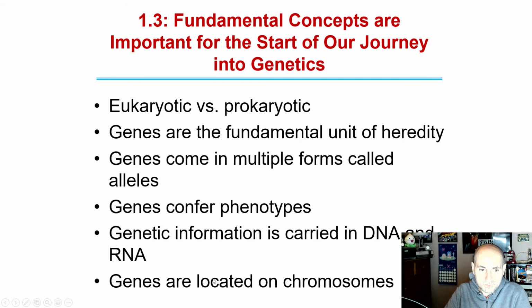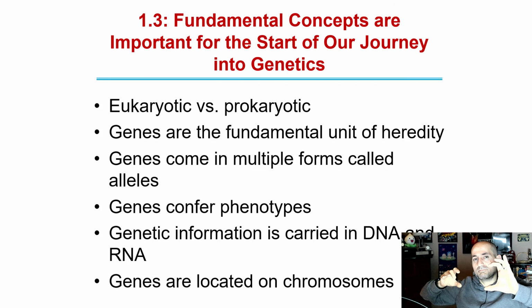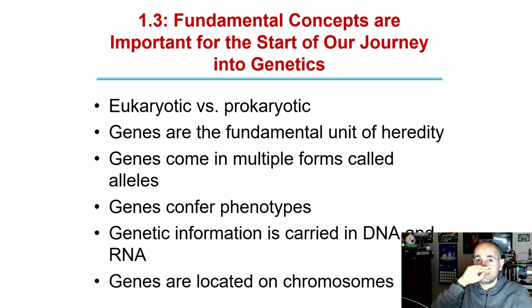Genes are located on chromosomes. Remember, humans have 46 chromosomes. The genes reside on the chromosomes. You have 23 chromosomes from your mom, and that's called a set. 23 chromosomes from your dad, that's called a set. You have 25,000 genes on those 46 chromosomes. Does that make sense?